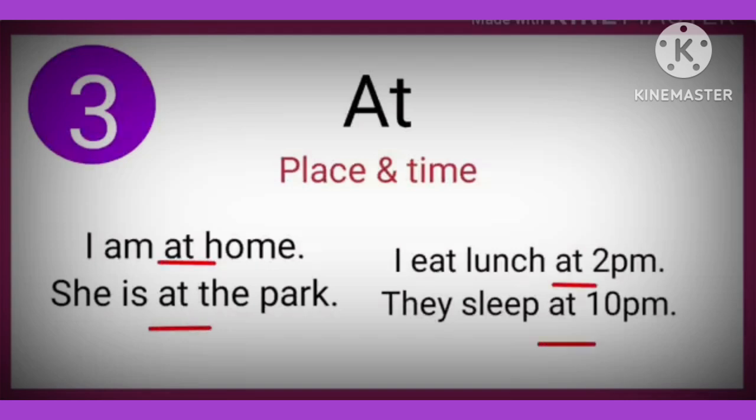I ate lunch at 2 p.m. They sleep at 10 p.m. You can simply understand at is used for time, at 2 p.m., at 10 p.m., and for place, at home, at the park. These are very easy examples.